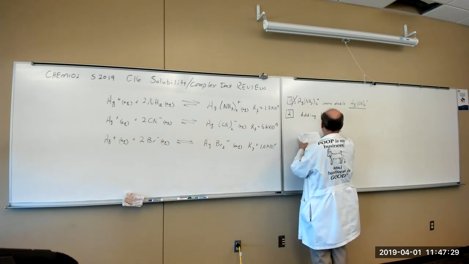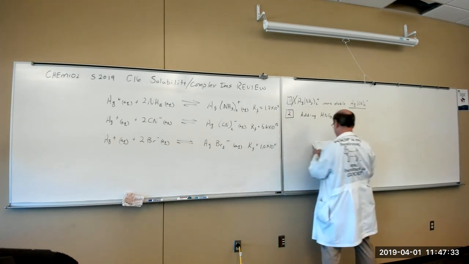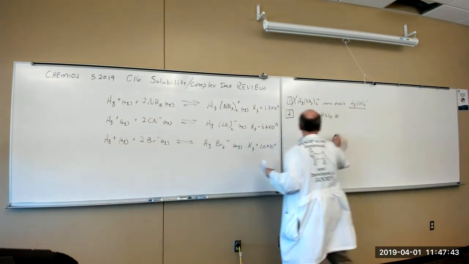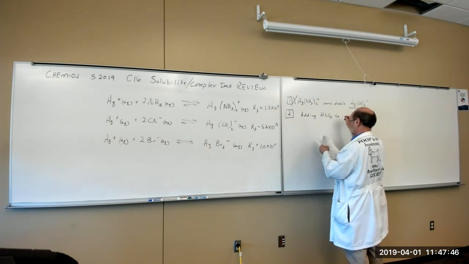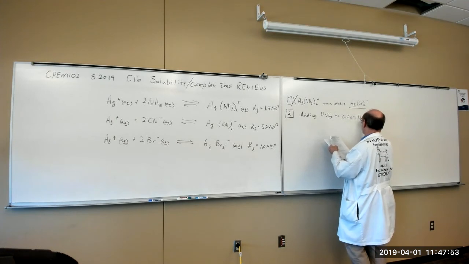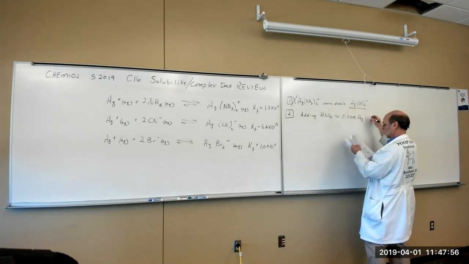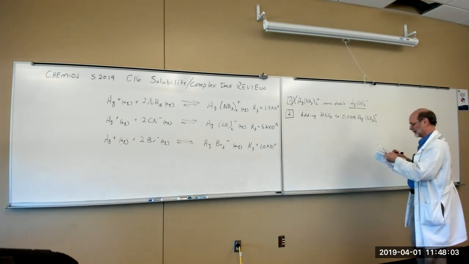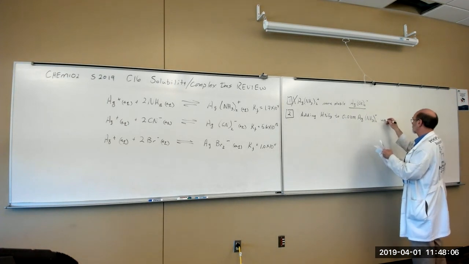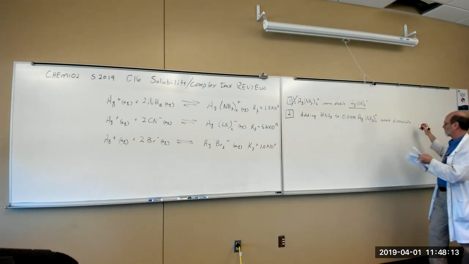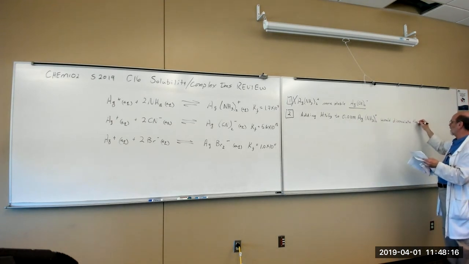Two, adding HNO3, a strong acid, to 0.01 molar silver diamine would tend to dissociate the complex.